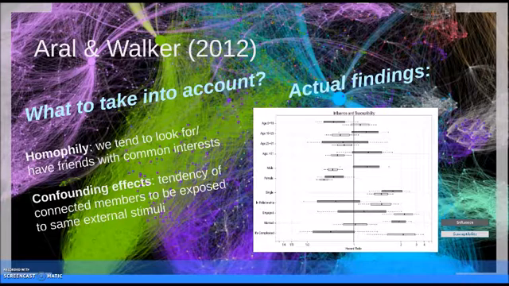Another mitigating effect are confounding effects, which is the tendency of connected members to be exposed to the same external stimuli, which is only a natural thing, considering you have friends who share your interests, you normally also get influenced by, for example, the same sport or the same sports star.